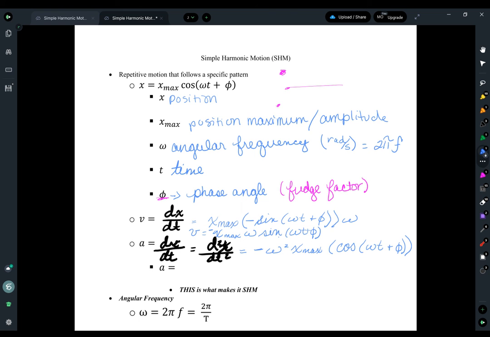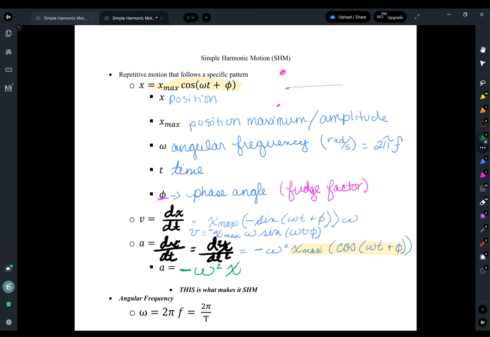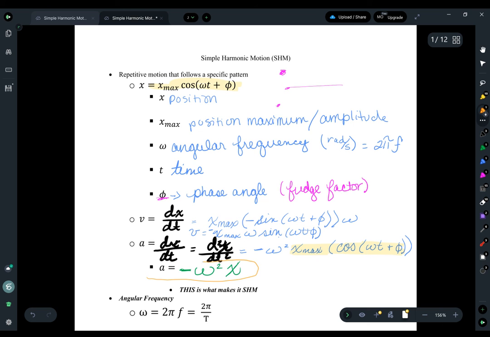And this should look kind of familiar to you. Didn't we say that the position is basically x max times the cosine of omega t? Don't we have that here? So we can simplify this a whole bunch and say that a is just negative omega squared times the position. And this, my friends, this relationship is what makes it simple harmonic motion.